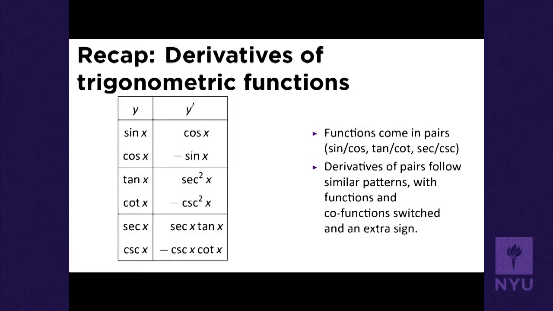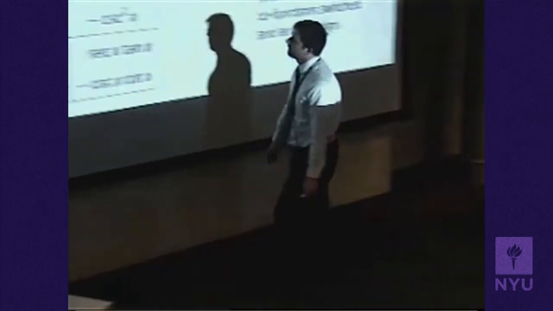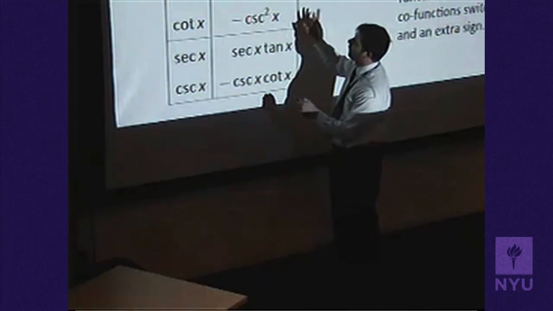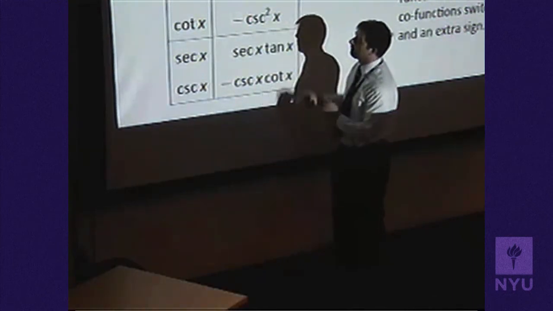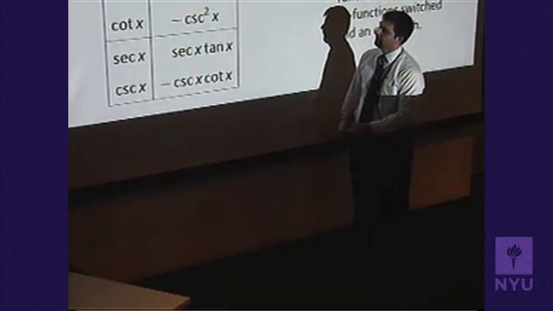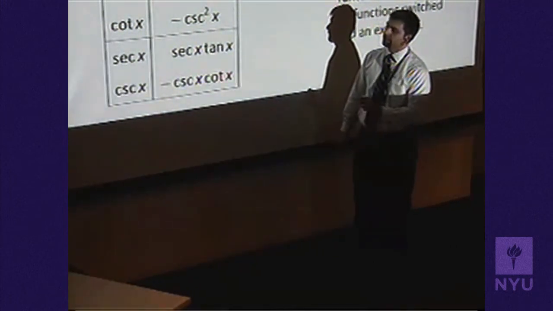Notice that the derivative of sine is cosine, and the derivative of cosine is negative sine. That much we shouldn't have too much trouble remembering. The derivative of tangent is secant squared, and the derivative of cotangent is cosecant squared. Oh, it's actually not cosecant squared, it's negative cosecant squared. The derivative of secant is secant tangent. The derivative of cosecant is cosecant cotangent.